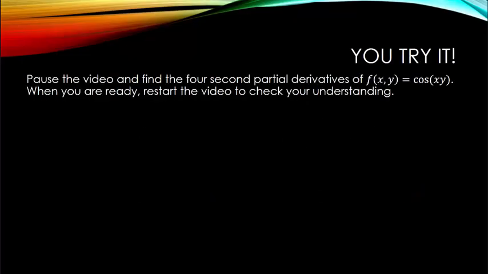Now you get to try it. Pause the video and find the four second partial derivatives of the function f of xy is equal to the cosine of xy. When you're ready, restart the video to check your understanding.